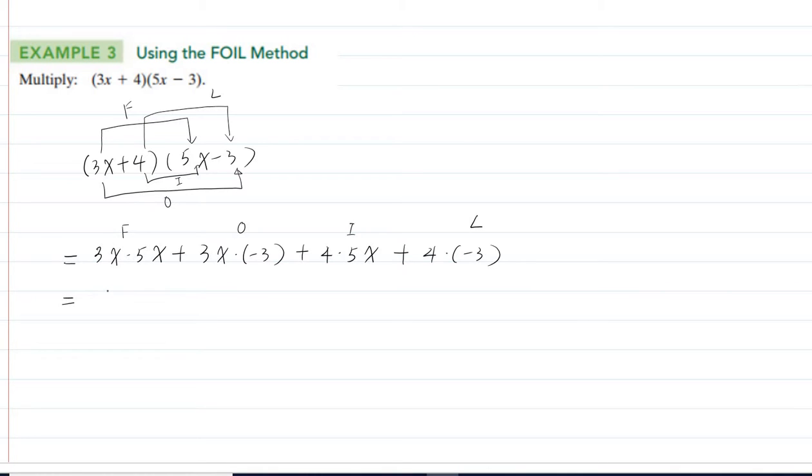Alright, so this is going to give us 15x squared. This is going to give us negative 9x plus 20x and minus 12. So we're going to collect like terms. The only like terms that we have is right here. So we're going to have 15x squared plus 11x minus 12. That is your final answer.